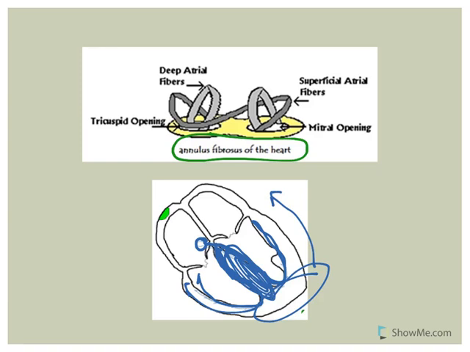So the annulus fibrosus is very important in acting as an electrical insulator. So this is the end of the recording on the anatomy of the heart.